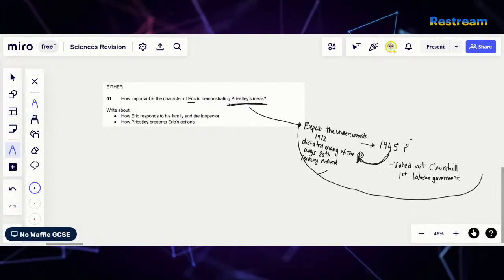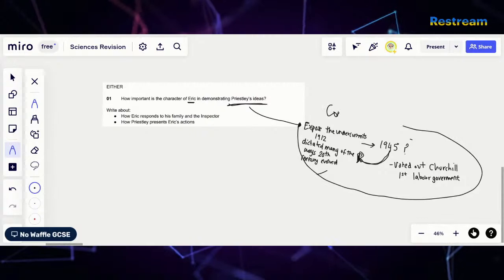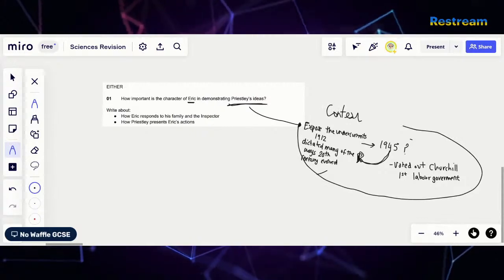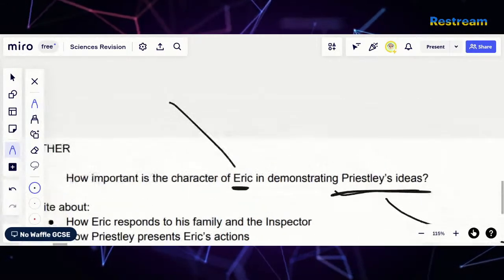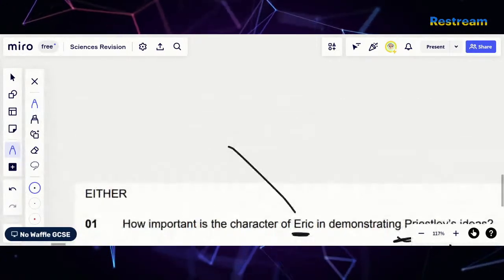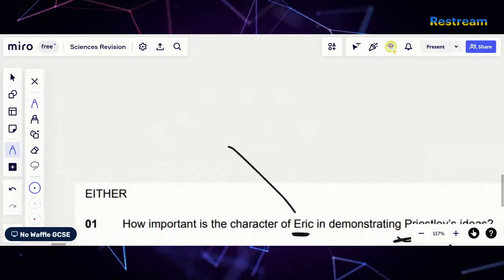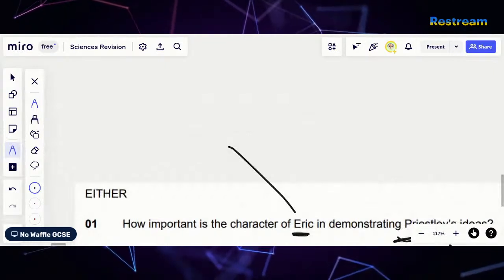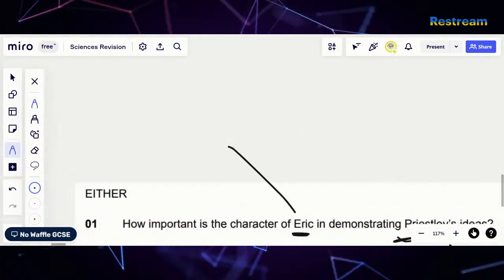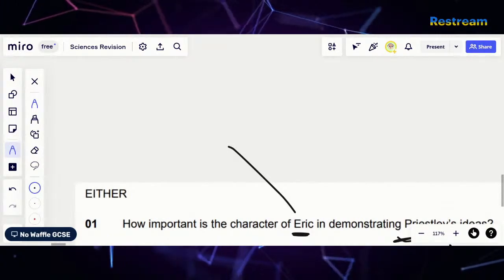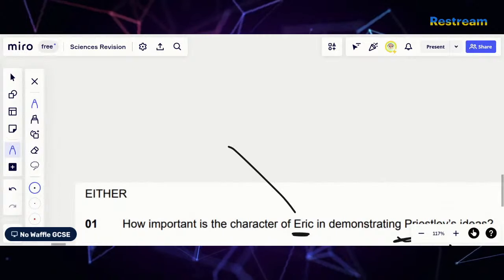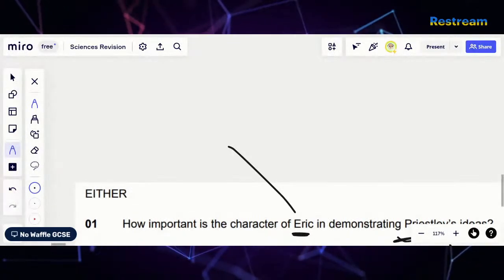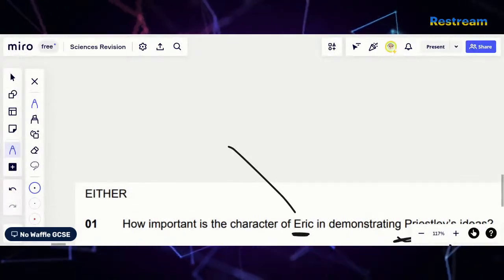So that's just a bit of context. Now, context is really important, so it's always good to analyze how context relates. But we're now going to focus on Eric, the character of Eric. So feel free to, in the comments, describe Eric in a few words. Say everything you can about Eric. What would you describe Eric as, and what does Eric represent that demonstrates Priestley's intentions?